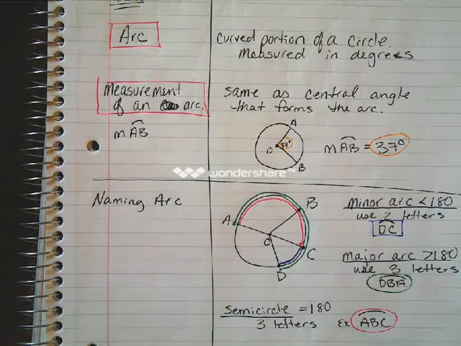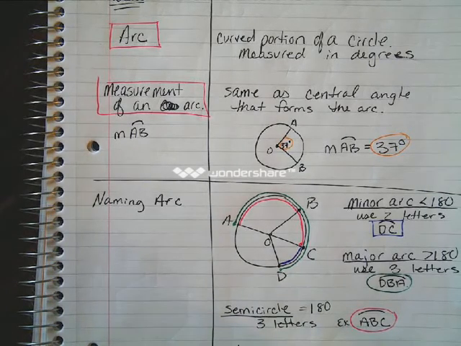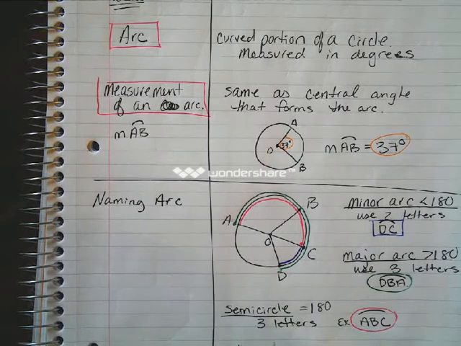Okay, that's an old vocab word. Move it up. Okay, adjacent arcs. You know what adjacent angles are, so hopefully you can transfer that knowledge over to arcs. Just means next to.